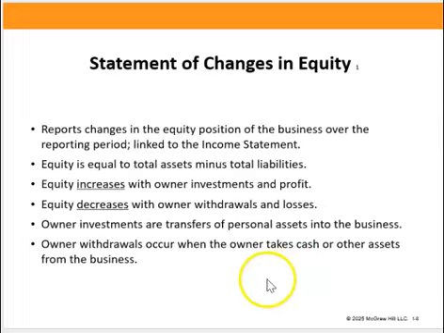Then we have our statement of changes in equity. Equity is the worth of the organization, and the way equity changes is by having profits or loss. It gets recorded in our statement of changes. You'll be able to see this in a moment when I show you what it looks like. But also another way that equity can increase is if an owner invests money into the organization, and equity decreases if the owner withdraws money from an organization.